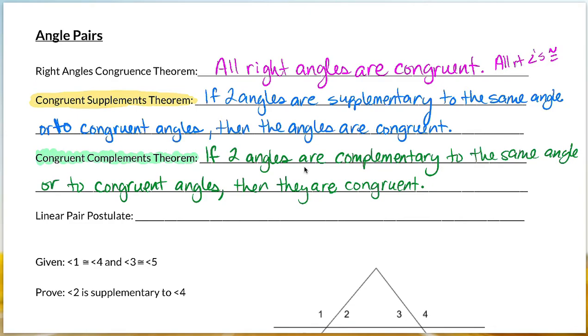We saw the linear pair postulate in Unit 1. This is going to be used very frequently in our proofs.